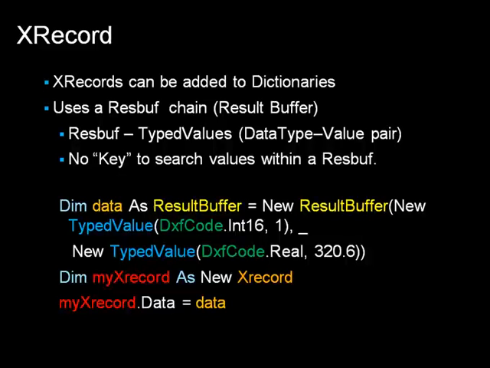Notice how the constructor for the result buffer takes new type values. You can use the DXF code enumeration for the type argument for the type value constructor. The second argument is the actual value. In this first type value, DxfCode.Int16 is used, and the value for this type value is 1. The Data property of the XRecord is then used to incorporate the new result buffer that was created with the type values.